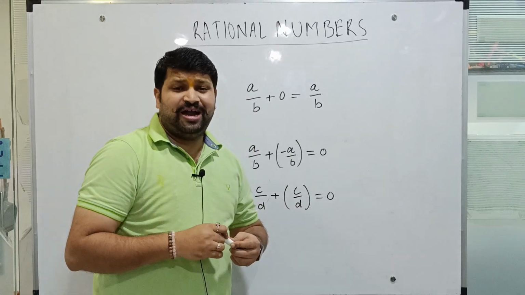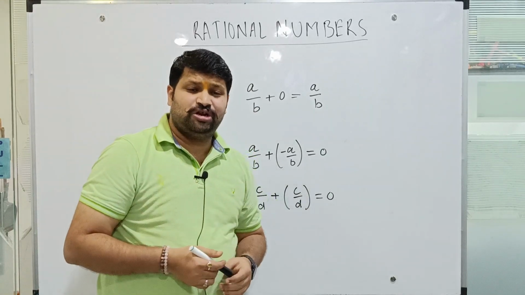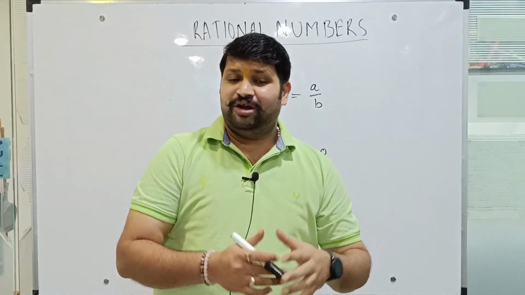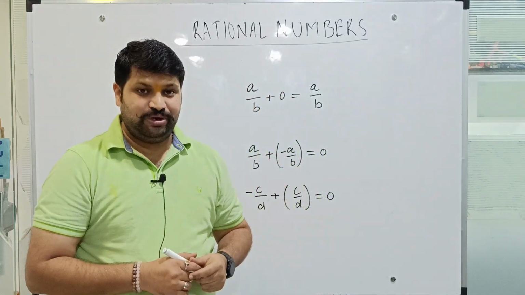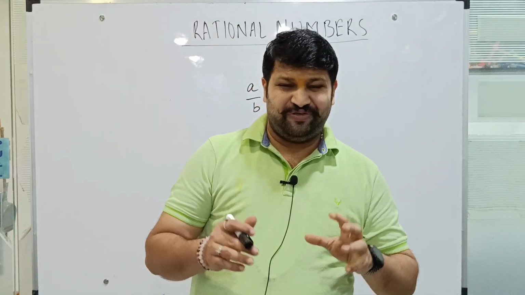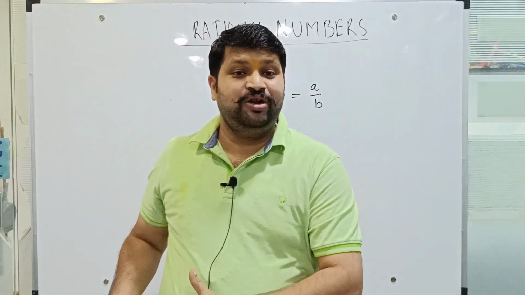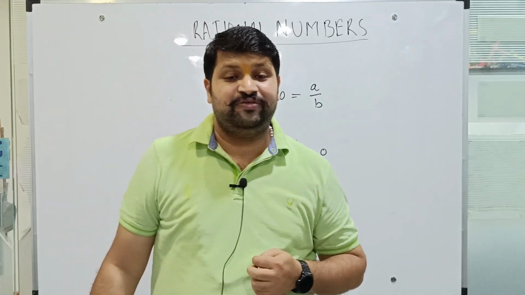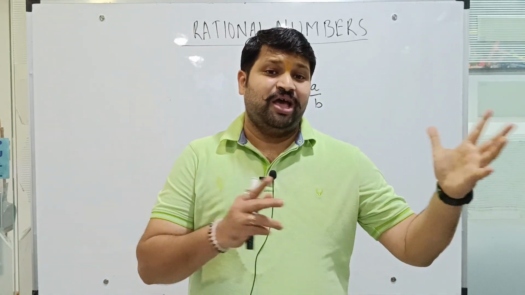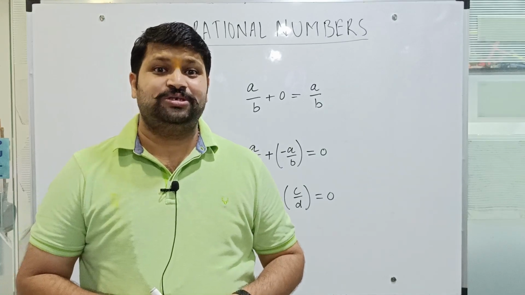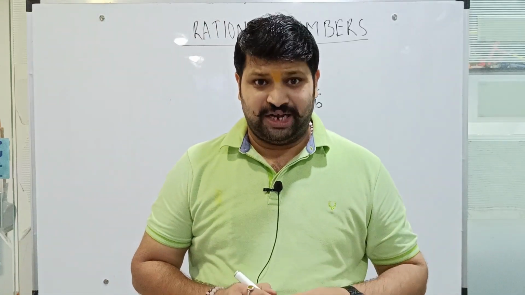So what would be the additive inverse for any rational number? All you have to do is just put a minus sign to the numerator. It would be the same number with a minus sign to the numerator. So effectively we can say that the sum of the rational number and its additive inverse would be equal to the additive identity. Now let's go ahead and check out the next operation, that is subtraction of rational numbers.